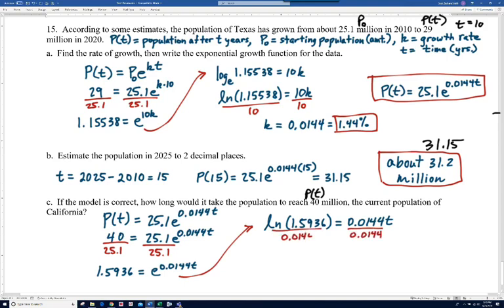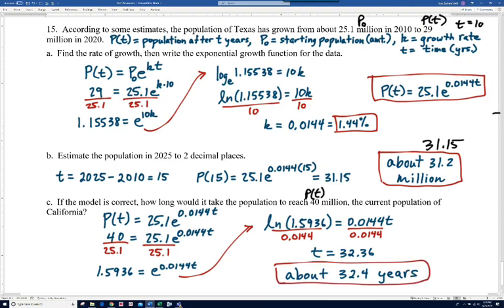We'll divide each side by 0.0144, and you get t is about 32.36. Remember, that's a time in years. And so our final answer is about 32.4 years. And so it's going to take some time. All right, we'll go ahead and stop right there.